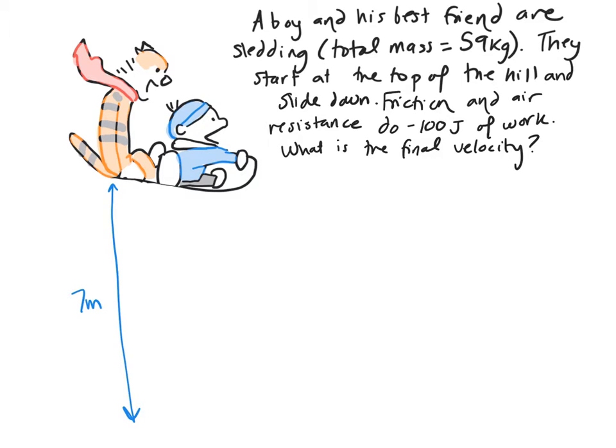Okay, here we have a boy and his best friend, and they are sledding. They start at the top of the hill and they slide down. Friction and air resistance do negative 100 joules of work. What is their final velocity?